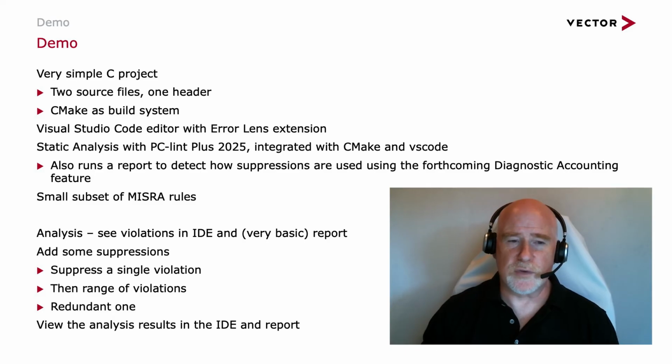It's a very simple C project. We've got 2 source files and 1 header file. It uses CMake. We're going to look at the code in the Visual Studio Code editor with the Error Lens extension. And we're going to do the static analysis with Vector PC-lint Plus, and that's integrated with CMake and VS Code to make it really easy to run.